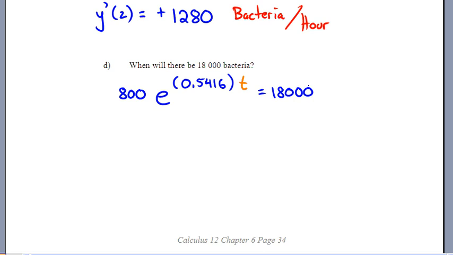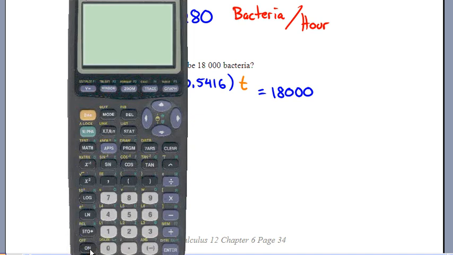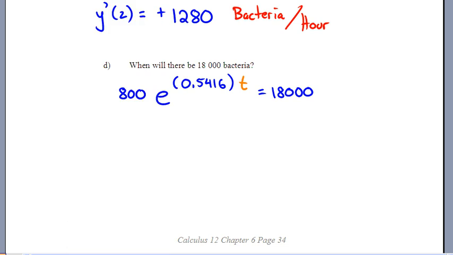Well, I would divide the 18,000 by 800 right away. That's got to be your first move. Okay, 22.5. All right. So it looks like e to this K value that's just not going to change all day, not for these bacteria, to the t is equal to, what was that number again? 22.5.